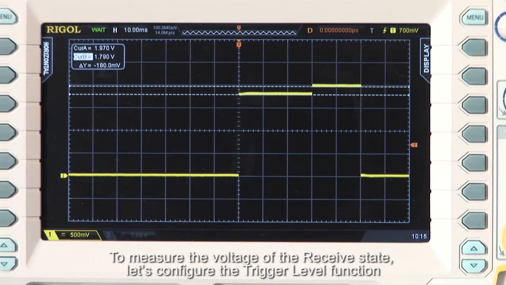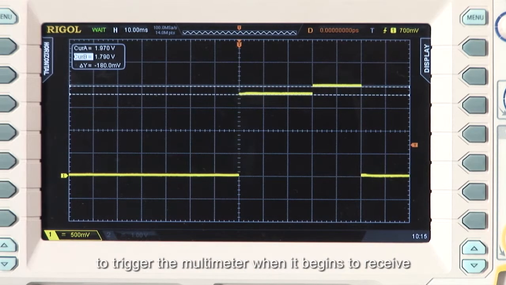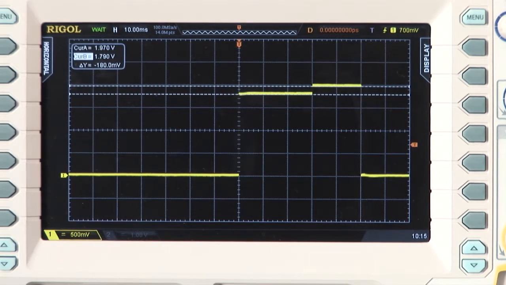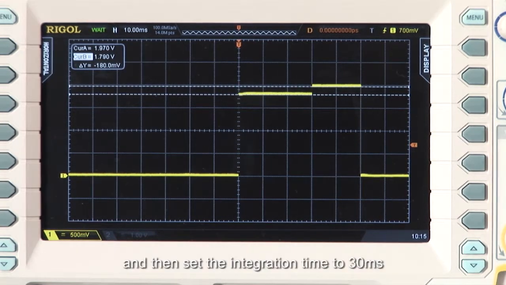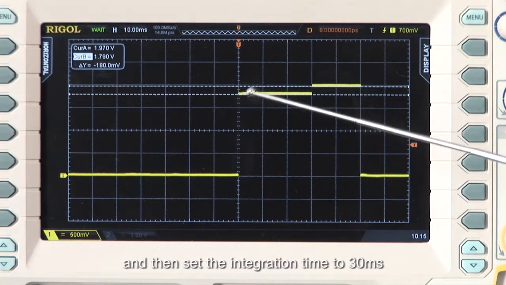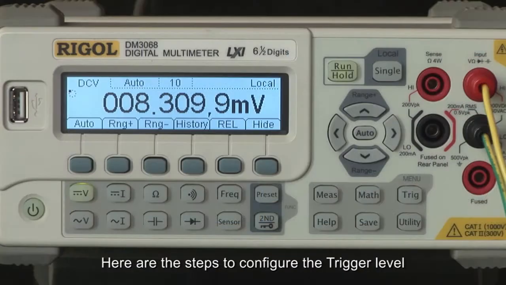To measure the voltage of the receive state, let's configure the trigger level function to trigger the multimeter when it begins to receive, and then set the integration time to 30 milliseconds. Here are the steps to configure the trigger level.